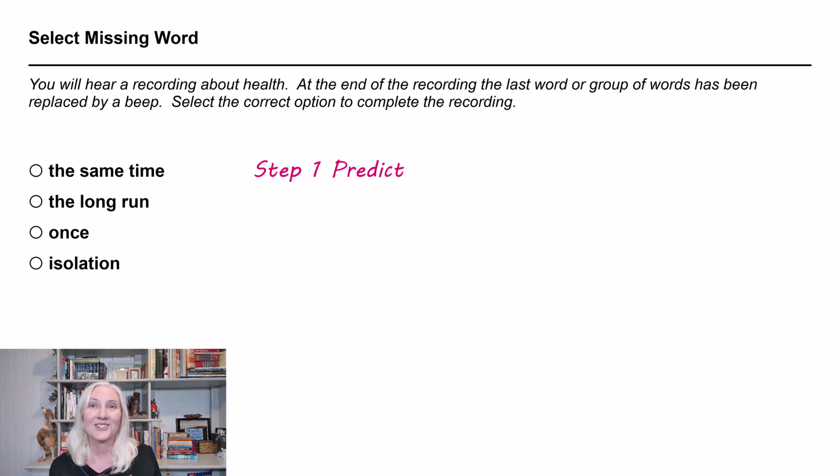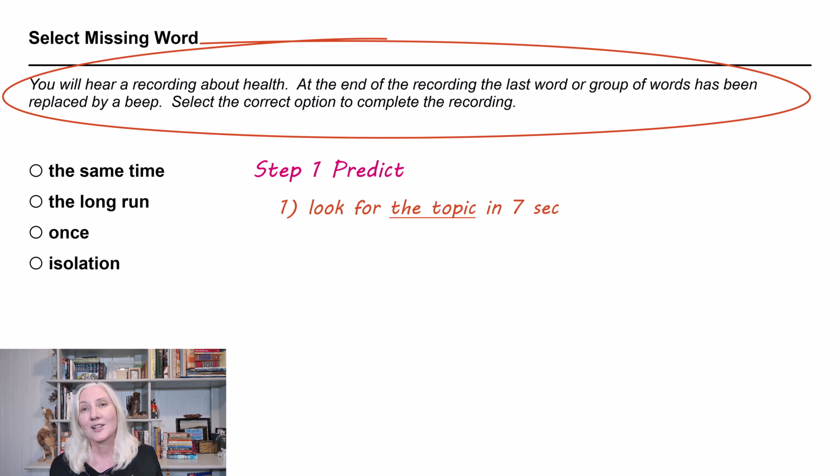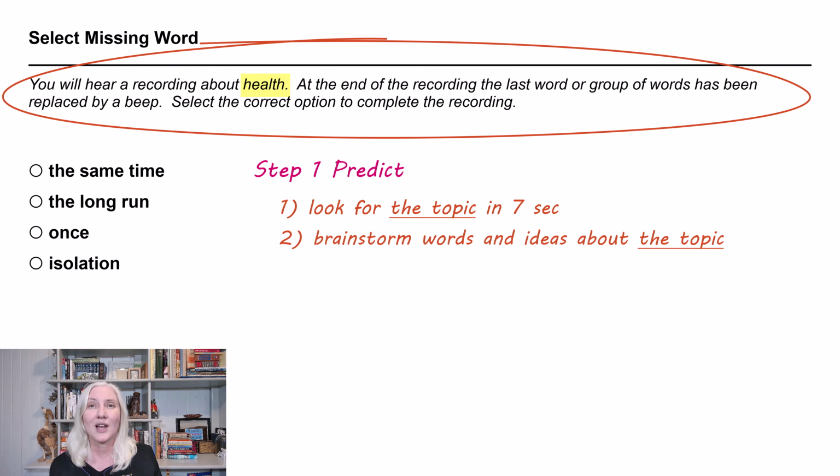Step 1, predict. Look at the topic at the top of the screen. You only have 7 seconds before the listening, so don't read the full instructions. They're always the same. Just look for the topic. And that way you can be prepared to listen for the main idea. Now, in the case of this example question, the only topic you're given is health. So keep health in your mind. And if you have time, brainstorm words and ideas about health, like sickness, exercise, diet. That will help you recognize the words and ideas if they're mentioned in the listening.